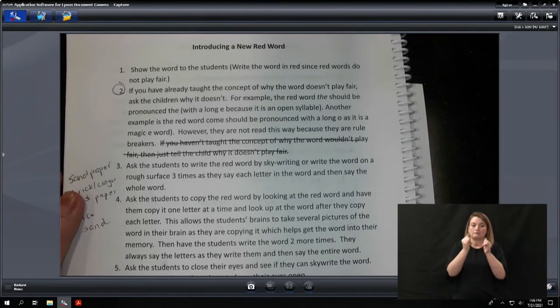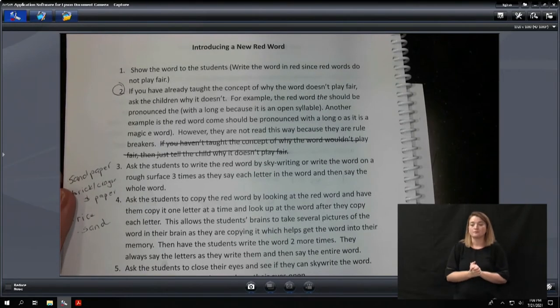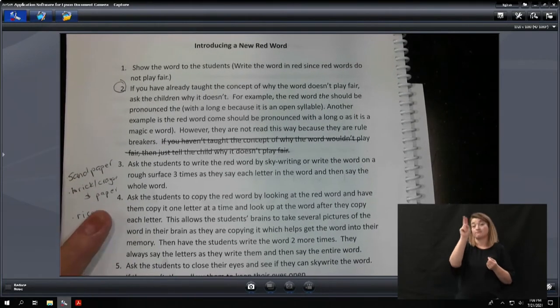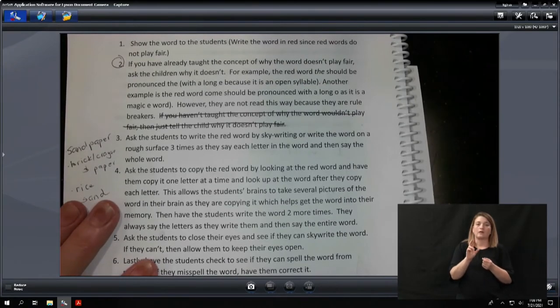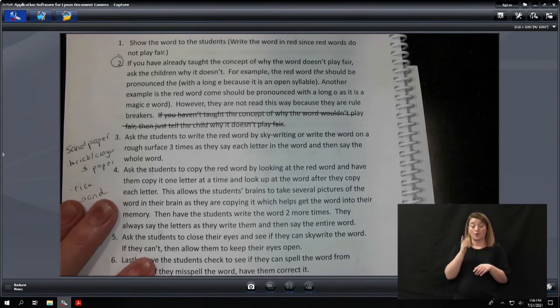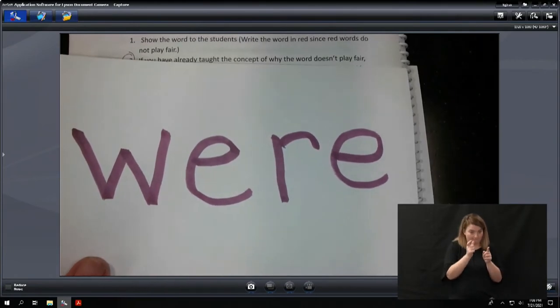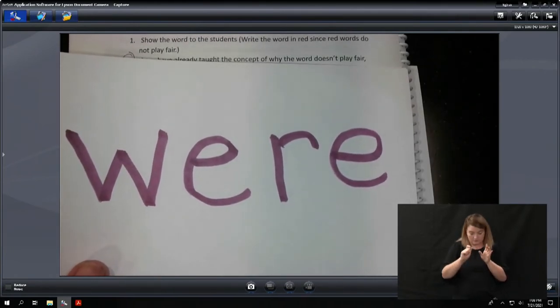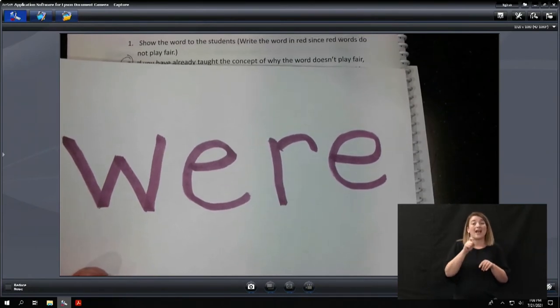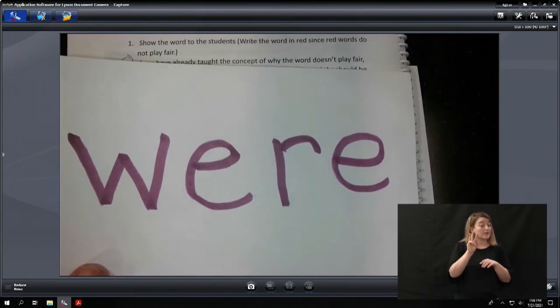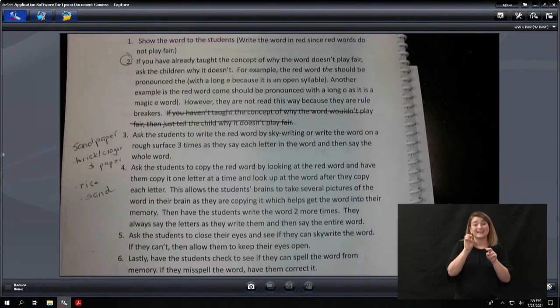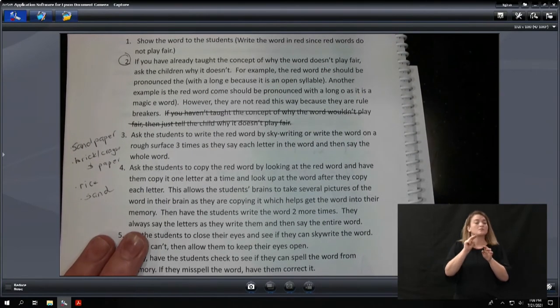So anyway, you want them to write the word after you show it to them 3 times, either skywrite or on some sort of rough surface. And then they're going to copy the word 1 letter at a time, because that allows their brain to take a picture of it each time they look up at it. So in a word like were, if they're doing it 1 letter at a time, they're looking at that word 4 times. Their brain has taken a picture of that word. So they write the W, then they look down, write that, then they look back up, write the E, okay? And then they write it 2 more times.